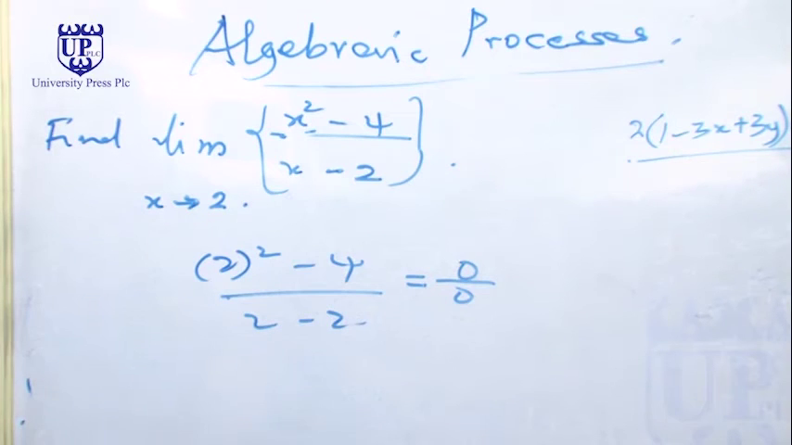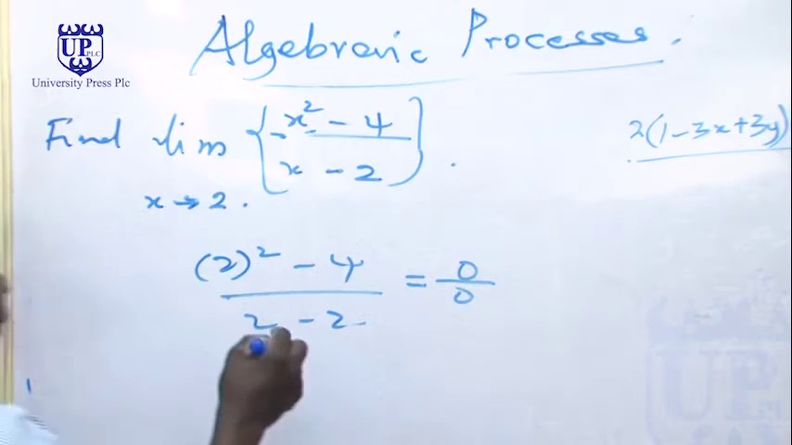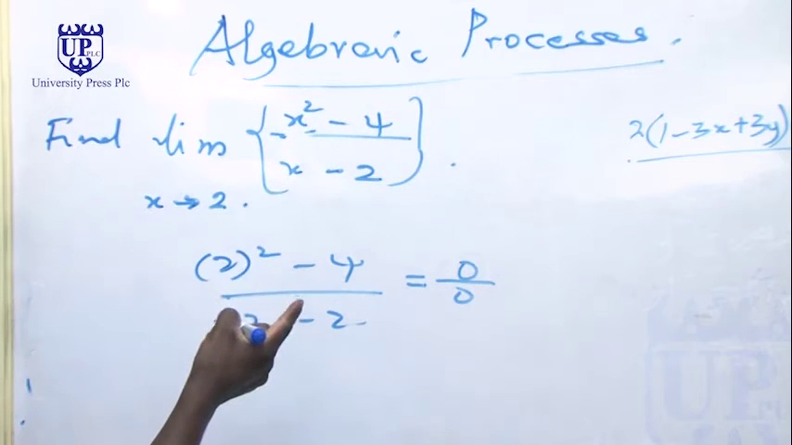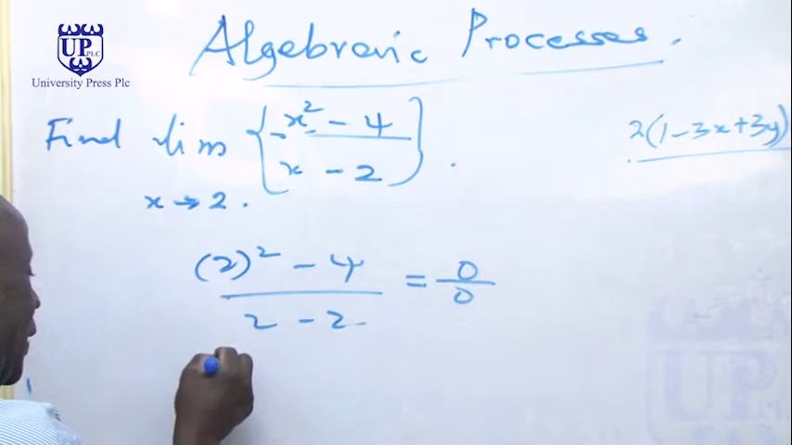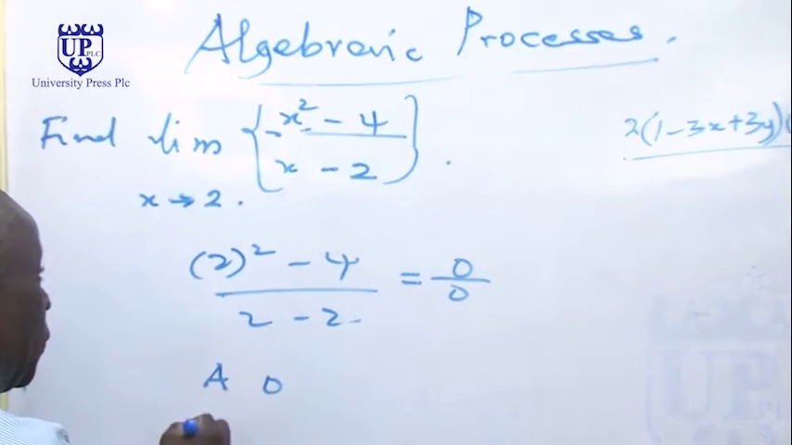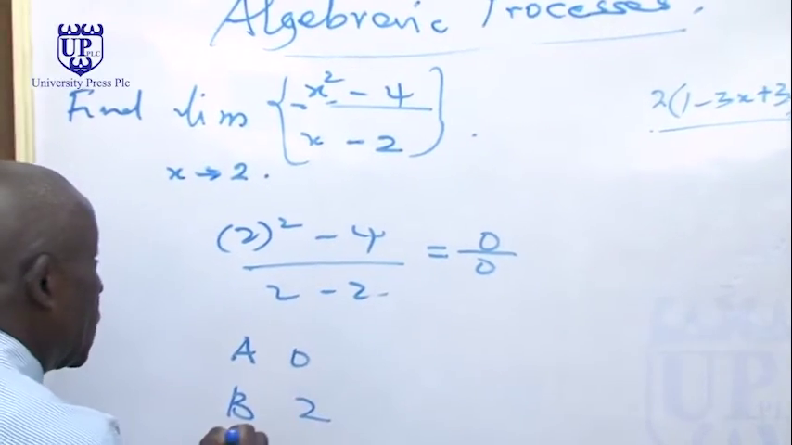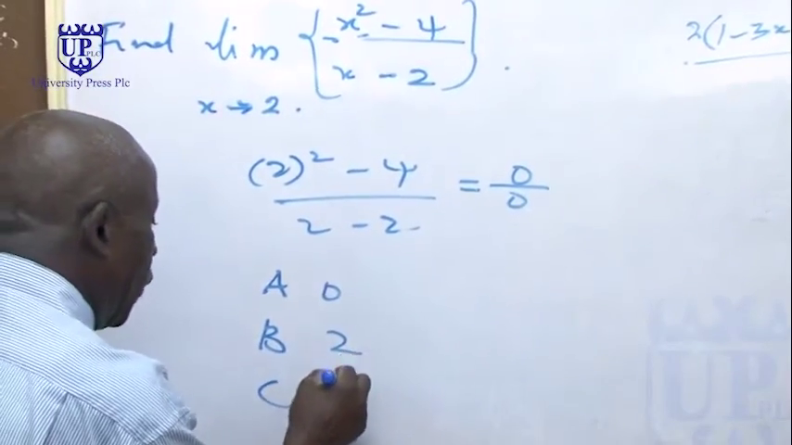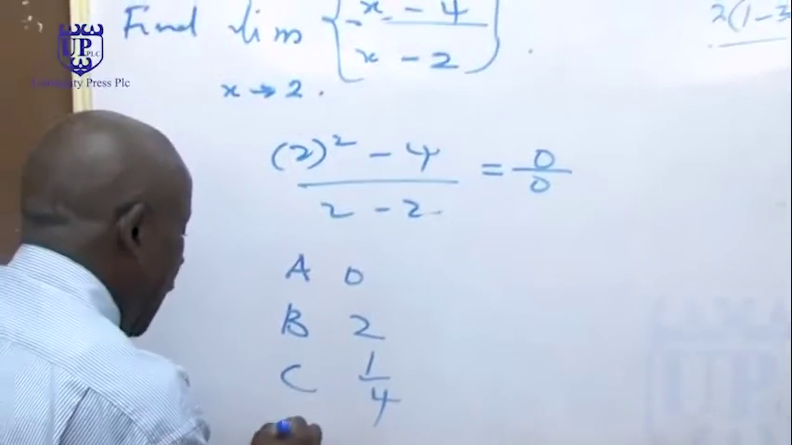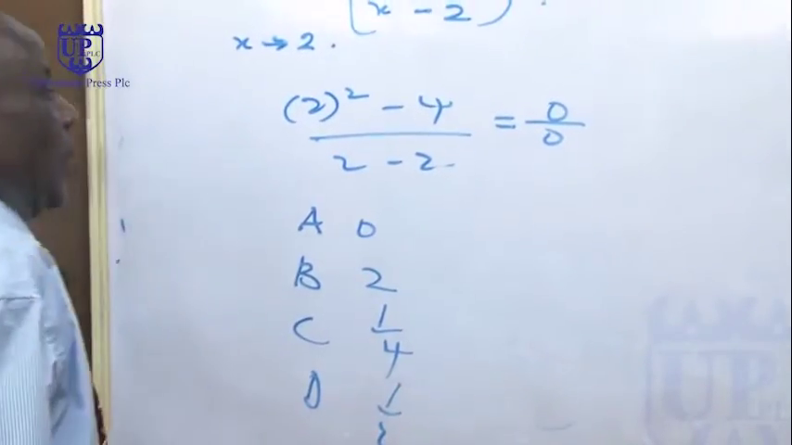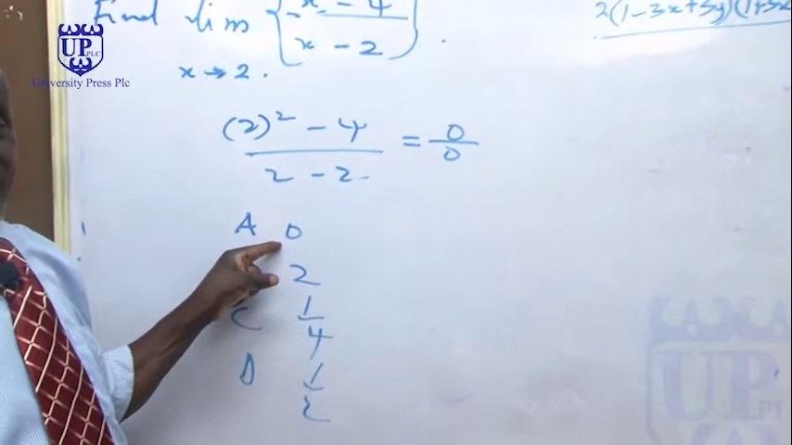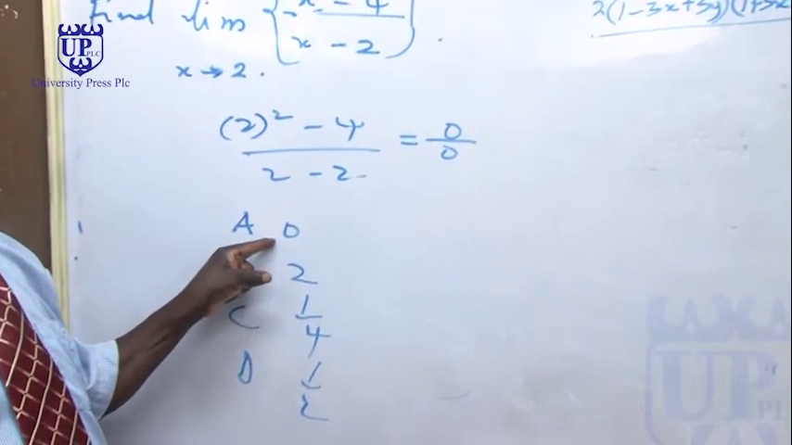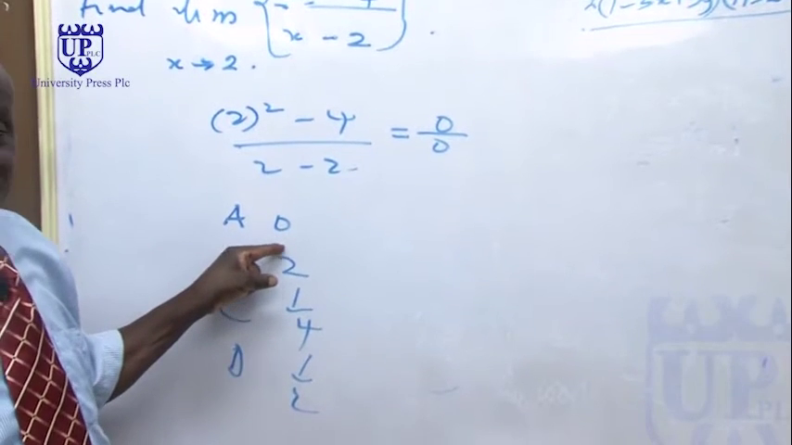I picked this question from UTME one year. They say find the limit as x tends to 2. Then they say alternative A, you know, multiple choice. A, 0, B, 2, C, 1 over 4, D, half. The student won't bother. Immediately they see this 0, they pick it straight. Whereas the answer is not 0.